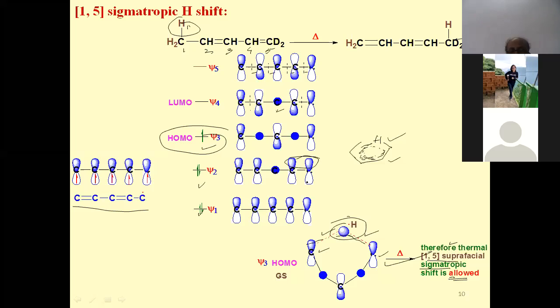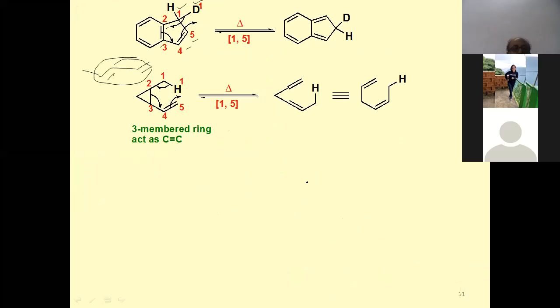Now, you got my point? Yes, sir. Okay. Now here also it is going to be the same way. The only difference is that instead of one pi bond, we are having a cyclic ring. So that cyclic ring you should be aware of. Now we can summarize this rule by Woodward and Hoffmann.